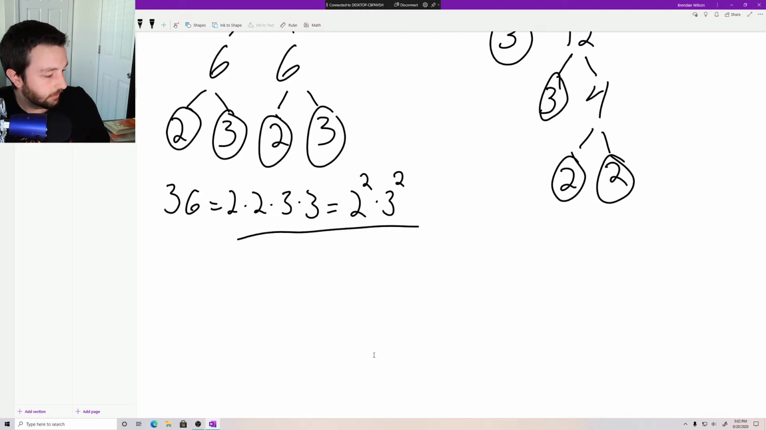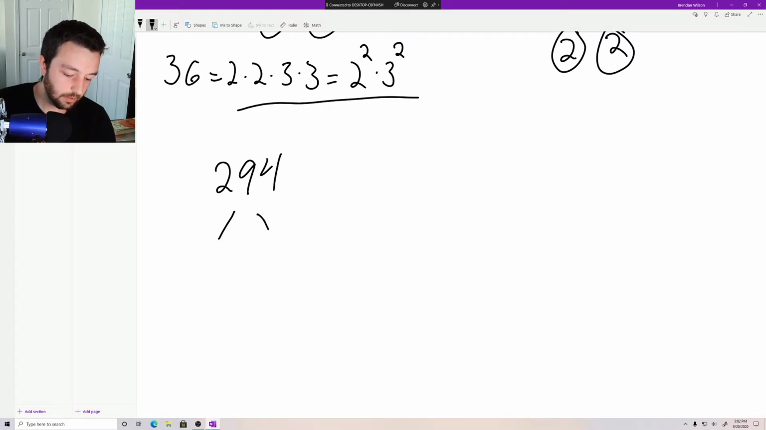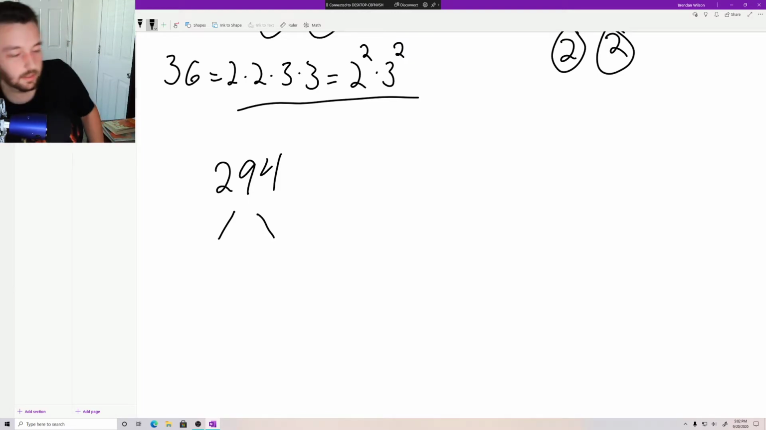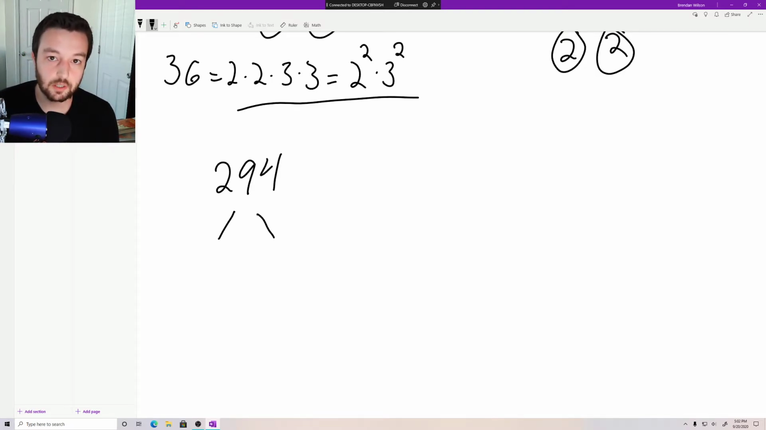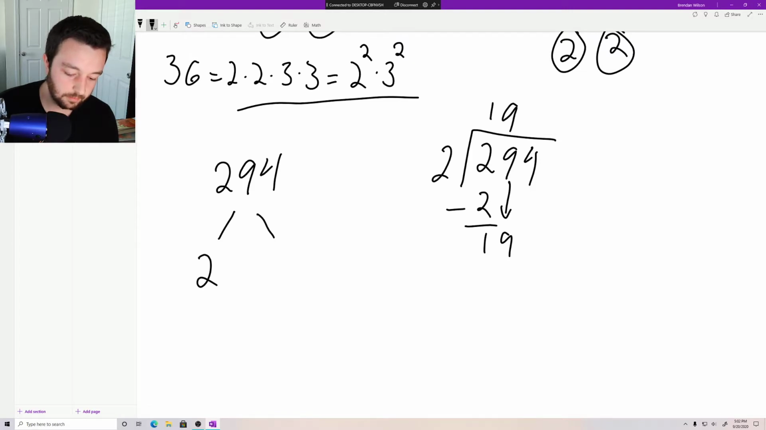Let's do a few more here. Here's a good one from the book, 294. Okay. It's a little bit trickier. I like to just start with, if I don't know a bigger factor for it, I know that it's divisible by 2 because it's even, right? So we can start with that. And we can just do the division by 2 over here on the side. Or you can just use a calculator, but I'll just show it on the side here.